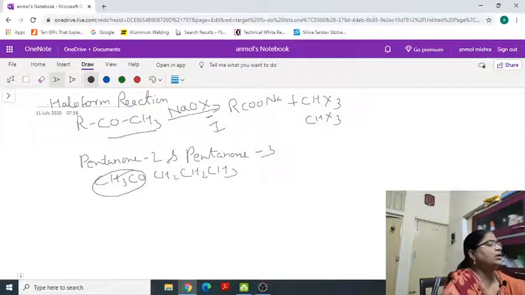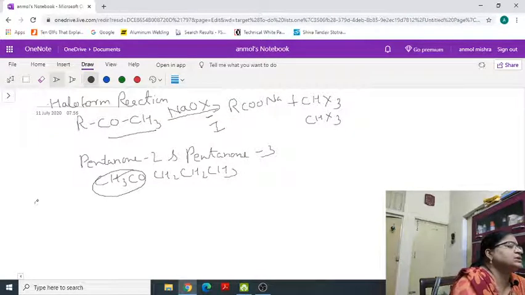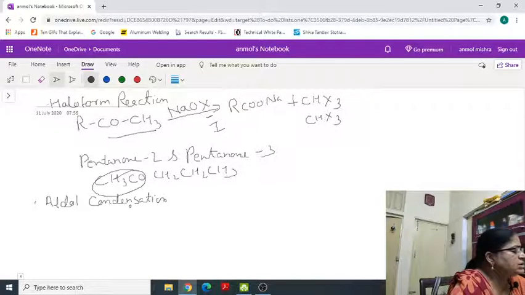Next is aldol condensation. Aldol condensation is when aldehydes and ketones having at least one alpha hydrogen atom, in the presence of dilute alkalis like NaOH or Ba(OH)2, form beta hydroxy aldehyde, that is aldol, or beta hydroxy ketone, that is called ketol. This reaction is known as aldol condensation.